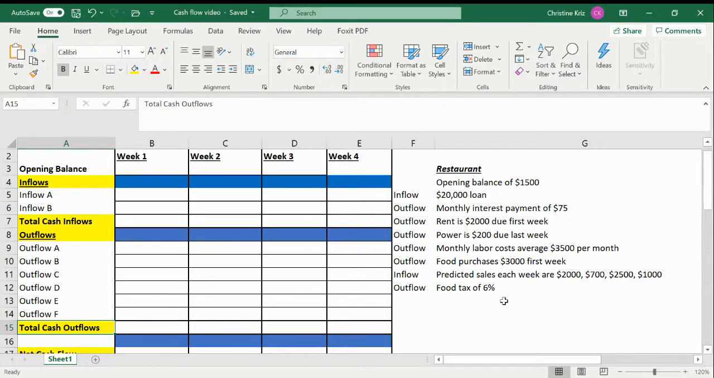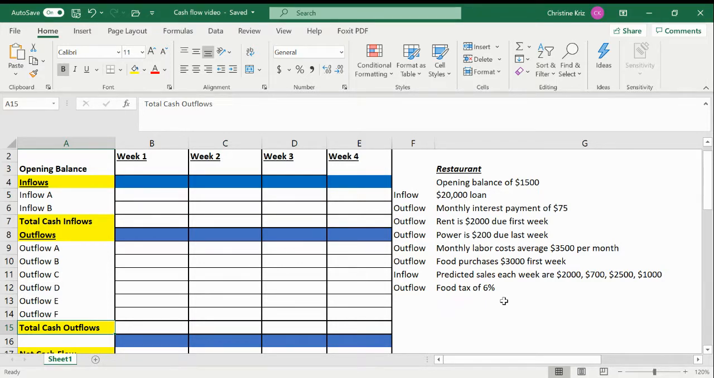Over here to the right, you'll see I've created a basic fake scenario for us to use. This is also very simplistic, so you may want to list out, for example, your expenses in much more detail than I have. So this is a restaurant who has an opening balance in their checking account of $1,500. They received a $20,000 loan. On that loan, they're going to pay interest of $75. Their rent of $2,000 is due the first week of the month.